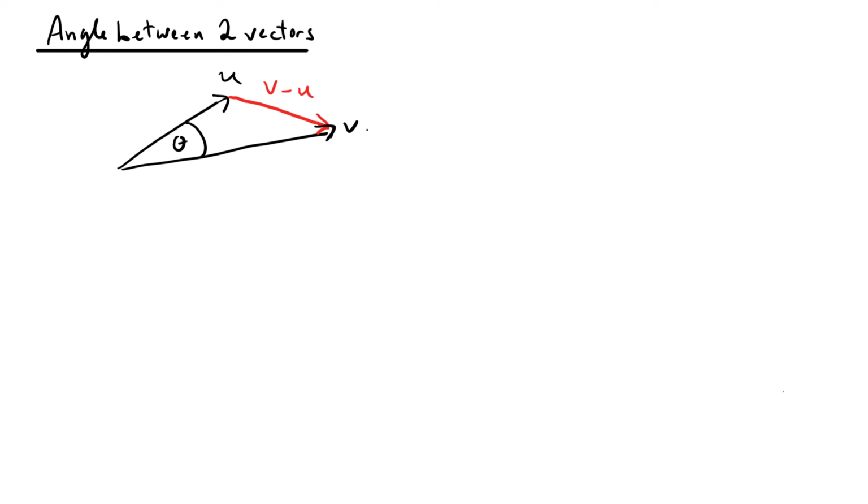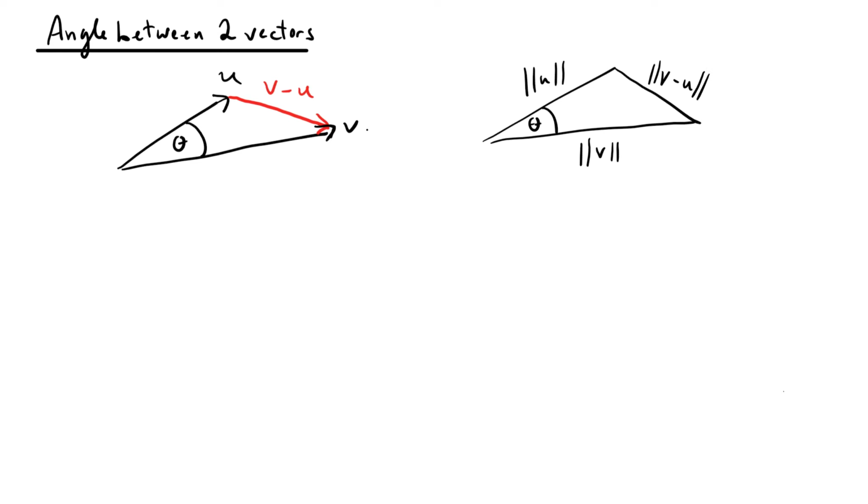So maybe let's redraw this triangle here, and using the norm, I have the length of all sides of this triangle, because if I'm given the coordinates of v and u, I can calculate the norm of u and the norm of v using the formula. I can calculate v minus u, which will give me another vector, and get its norm as well.